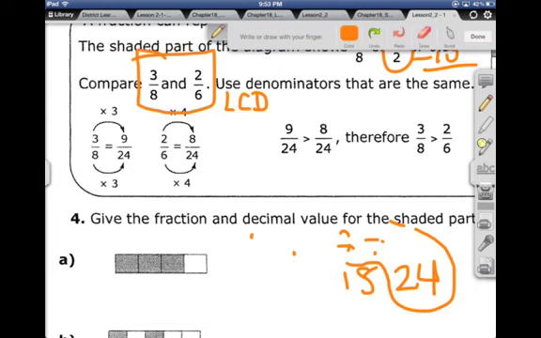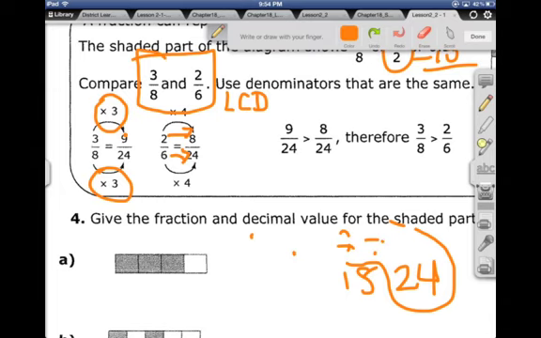When you look at that, how do we get 8 to 24? We multiply by 3. What you do to the bottom, you have to do to the top. 3 times 3 gives 9. Okay. 6 to go to 24, multiply it by 4. 8 times 4, or sorry, I gave it away, didn't I? 2 times 4 equals 8.